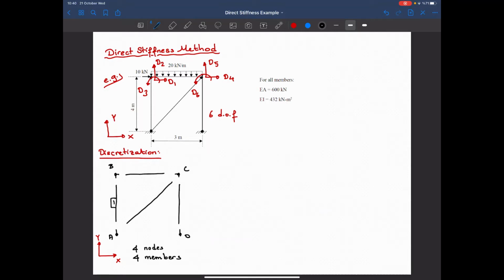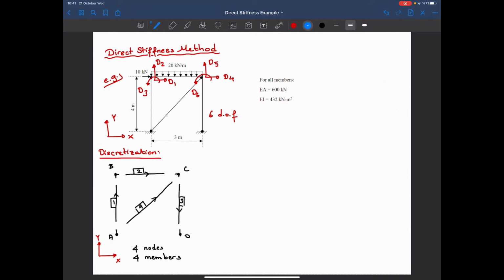So this is my first member. I'm defining it from bottom to top, so I show an arrow like that. Okay, that's my second member. I'll define it going from B to C, so B being the start node, C being the end node. Now this is my third member. Its start node is C, end node is D. Let's define it this way. And this is the fourth member. Start node is B, end node is C. So I put an arrow like that.